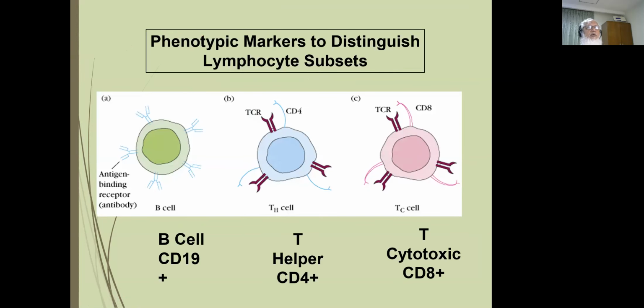Phenotype markers to distinguish lymphocyte subset. B cell has CD19 plus, T helper cell CD4 plus, cytotoxic T cell CD8 plus, and regulatory T cell you have seen CD4 plus CD25.